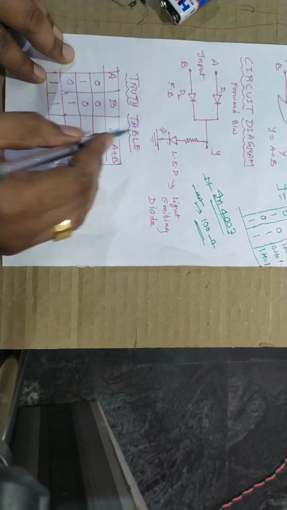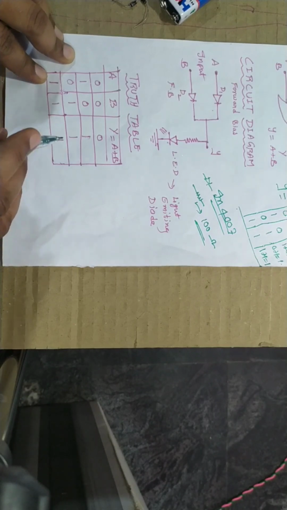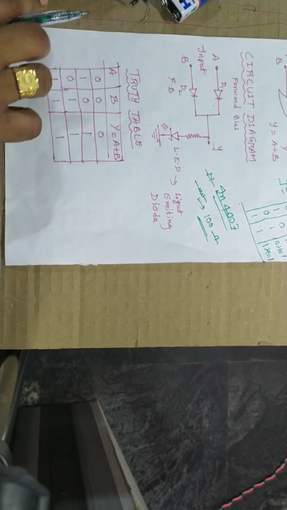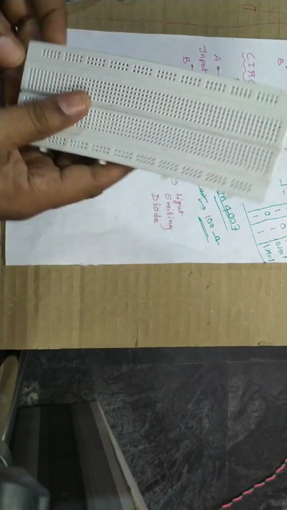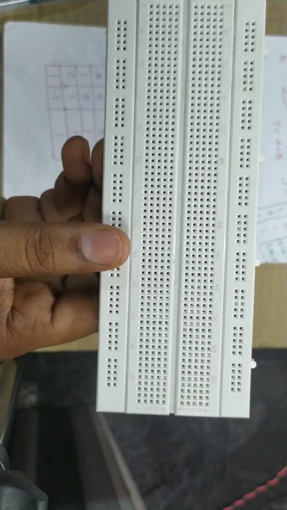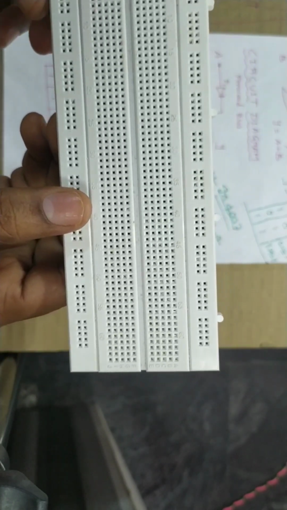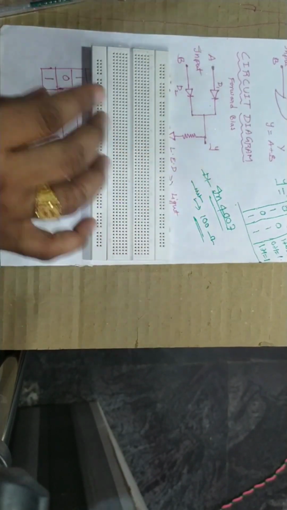Light will glow. This gives the one result. So this is the OR gate. Now we see it using a breadboard. So I took one breadboard to show this experiment practically. So here, this is the breadboard. We use this to do electronic experiments practically. This breadboard is used to connect all these circuits.